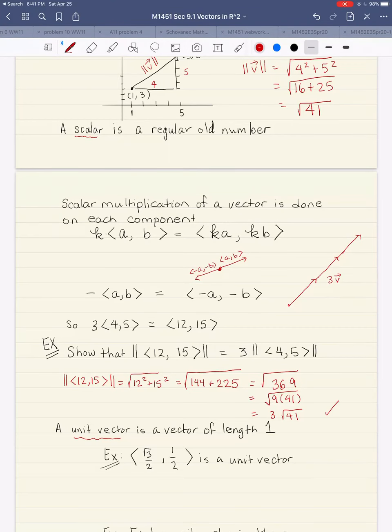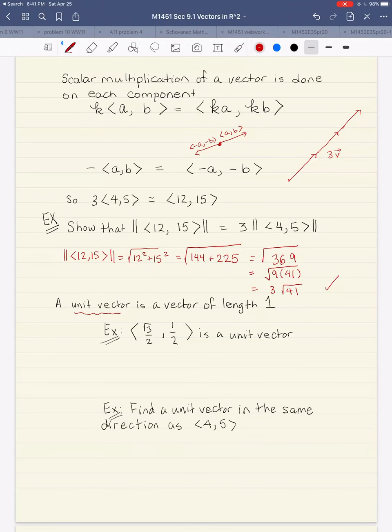So multiplying by a scalar, if the scalar is positive, keeps the vector in the same direction and just makes it that much longer, or if the scalar is between 0 and 1, it'll make it shorter, it'll contract the vector. But if it's negative, it turns the vector around.